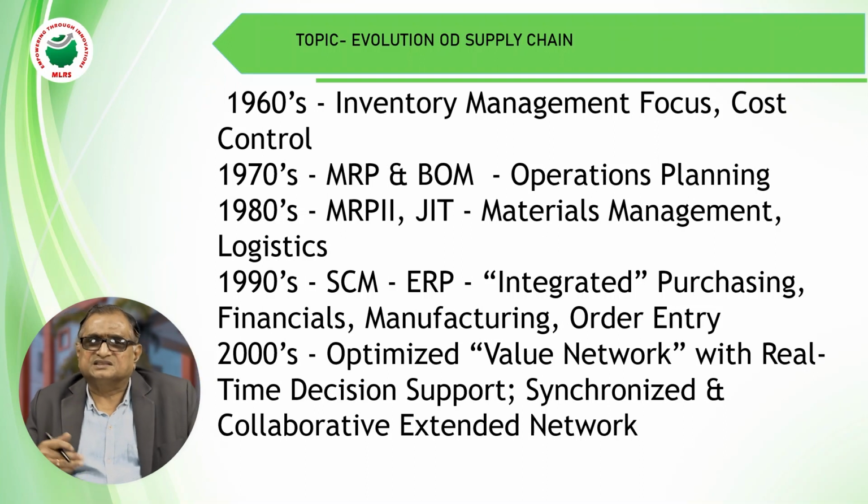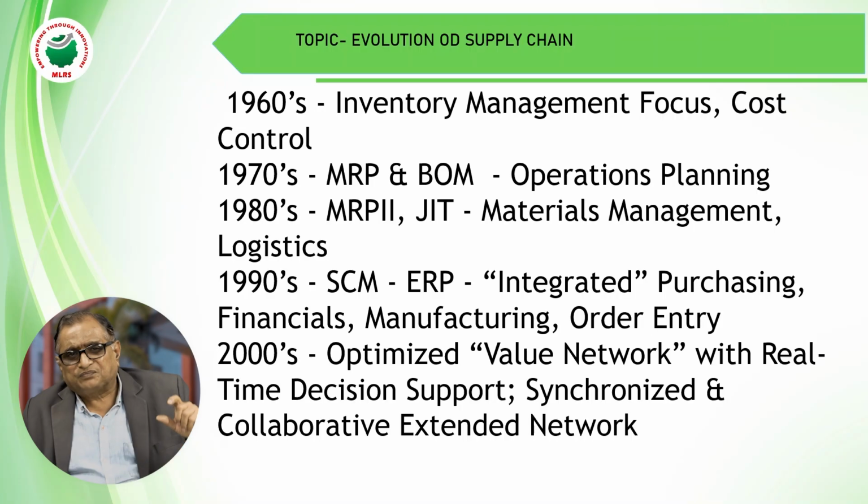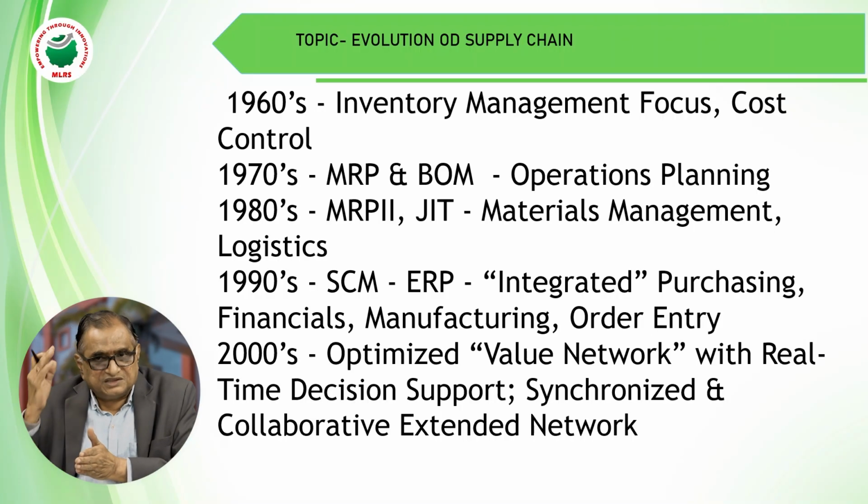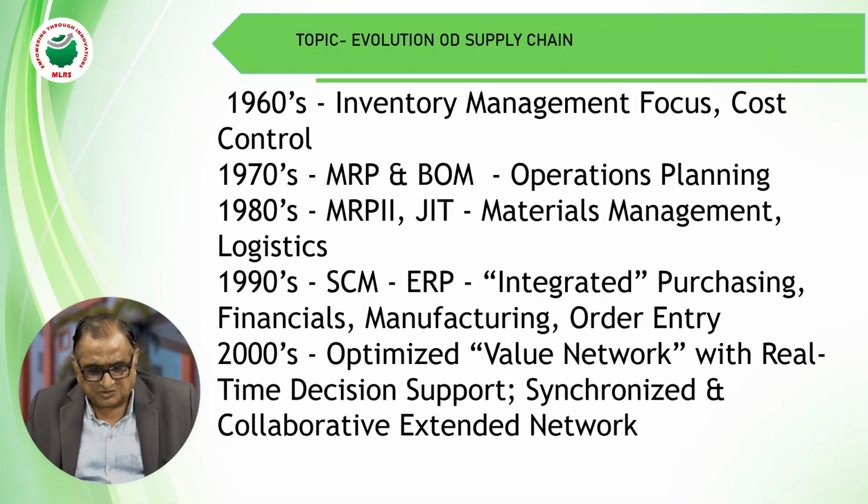In the later stages, the 1970s, MRP, material requirement planning. For the type of products for which you get an order, on that basis I plan how to procure material, whether indigenous or imported, using the bill of materials, and we plan for operations only. This is the 1970s model.